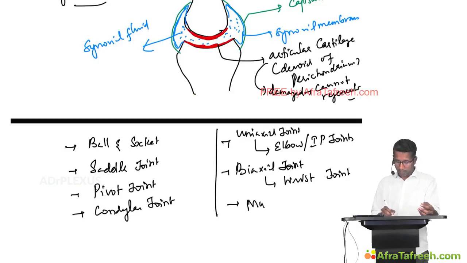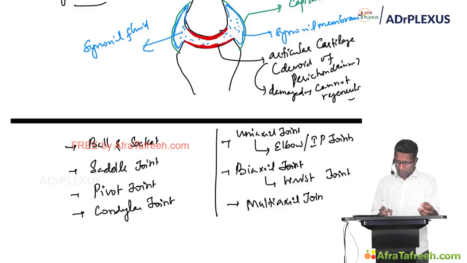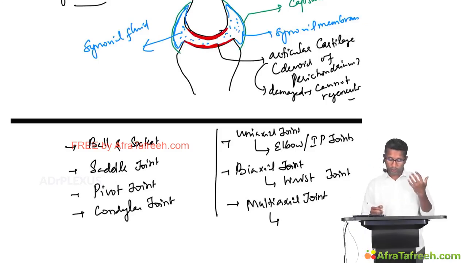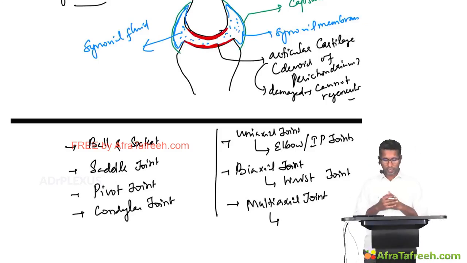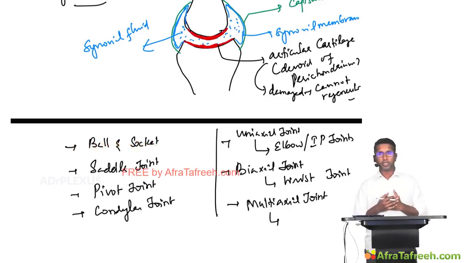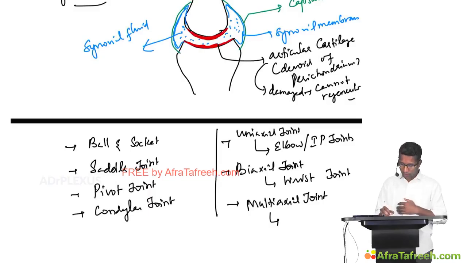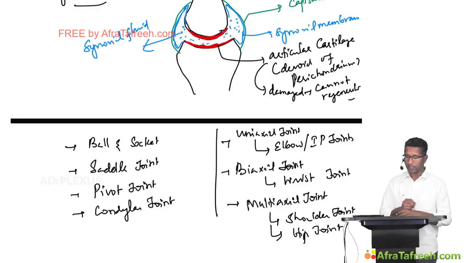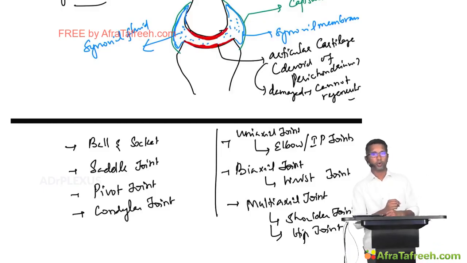Multi-axial joint or polyaxial joint. What is the joint that moves in different directions, in multiple directions? They are called multi-axial joints. An example is the shoulder joint. It moves in multiple directions. Another example is the hip joint. They are all examples of multi or polyaxial joints.